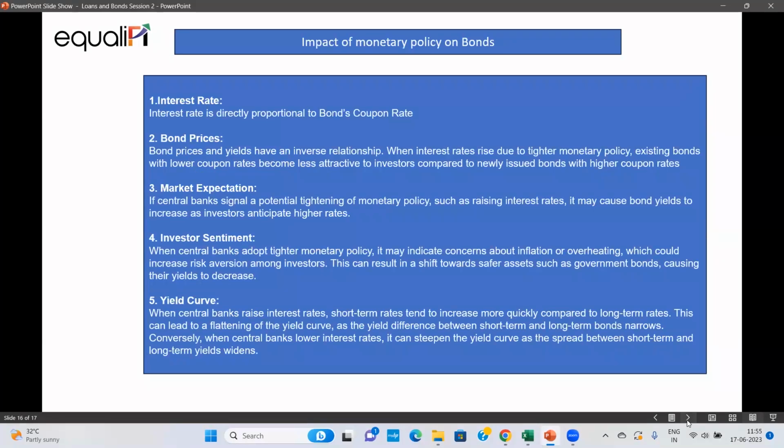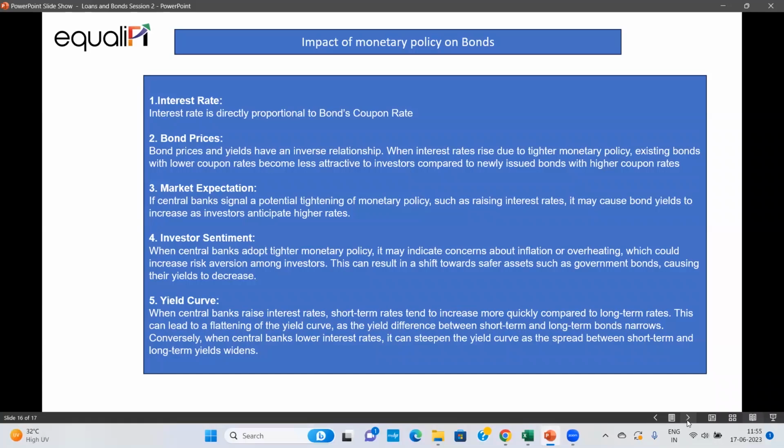Well, this is the last topic of the day, impact of monetary policy on bonds. So normally, what are the impacts of monetary policy we see on the bonds? First one is interest rate. So interest rate is directly proportional to the bond's coupon rate. So when we talk about a 1,000 rupees bond, a 1,000 rupees 5% bond, where does this 5% come from? This comes based on the current ongoing interest rate of the market.